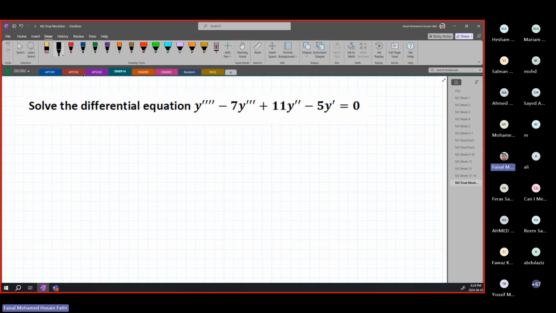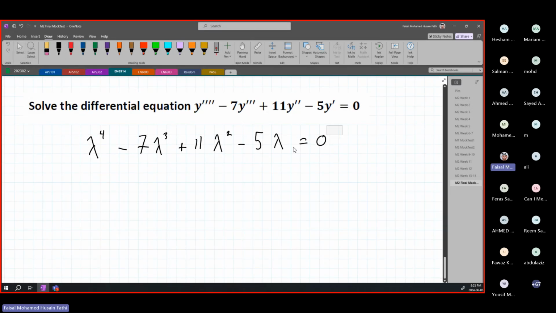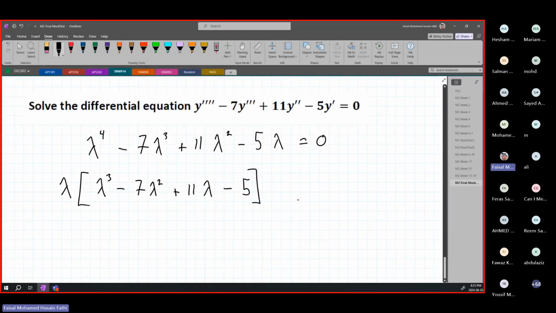So again, first thing is our auxiliary equation or our characteristic equation, which is going to be, in this case, we usually use lambda to the power of 4 minus 7 lambda power 3 plus 11 lambda power 2 minus 5 lambda equals 0. If you notice from the very beginning here, when we want to solve this, lambda can be taken out as a common factor because it is available in every single component. So we can take it out as a common factor, and we will be remaining with lambda cubed minus 7 lambda squared plus 11 lambda minus 5 equal 0.